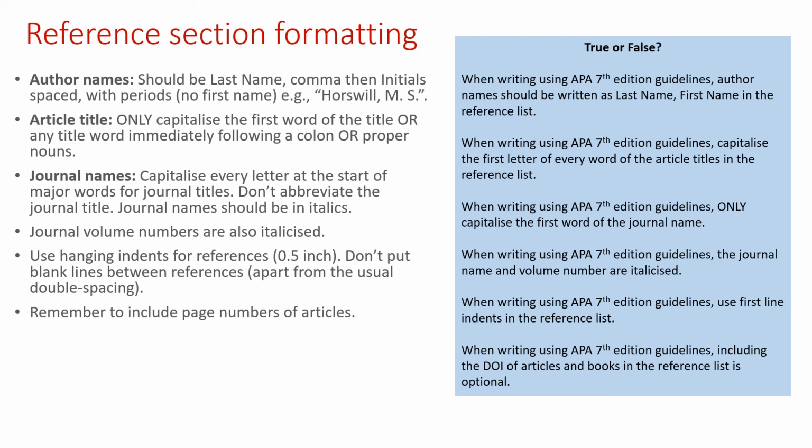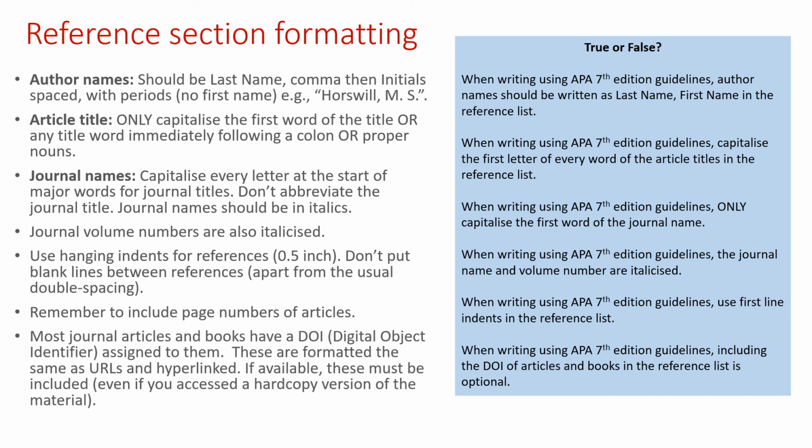Remember to include page numbers of articles where appropriate. Also, these days, virtually all journal articles and books have a DOI, digital object identifier, associated with them. Not every single one. Especially older articles won't have one of these. But if they do have one of these, you must include it.